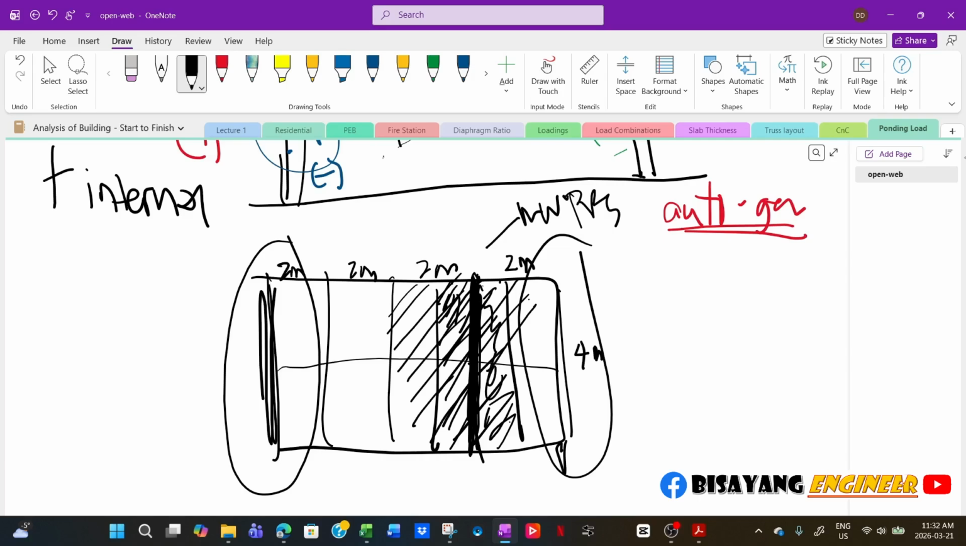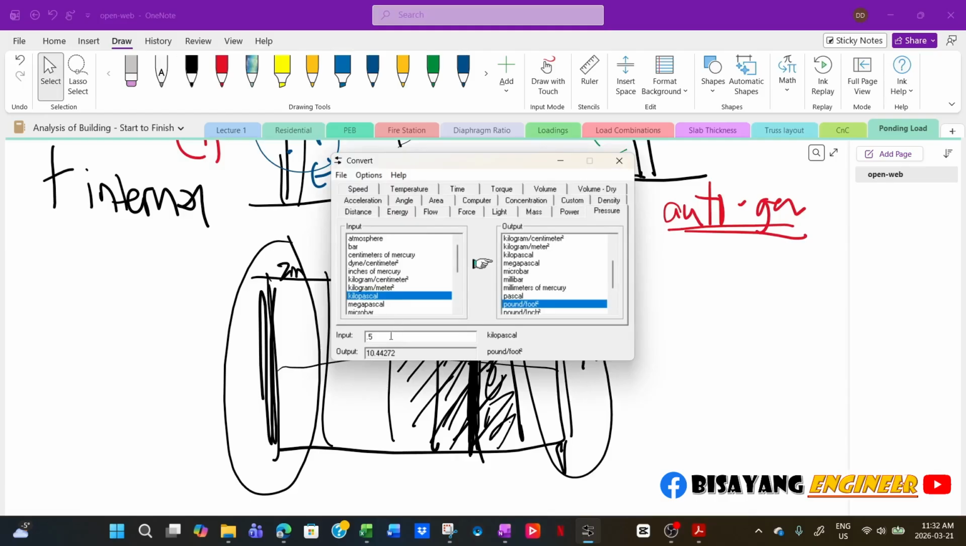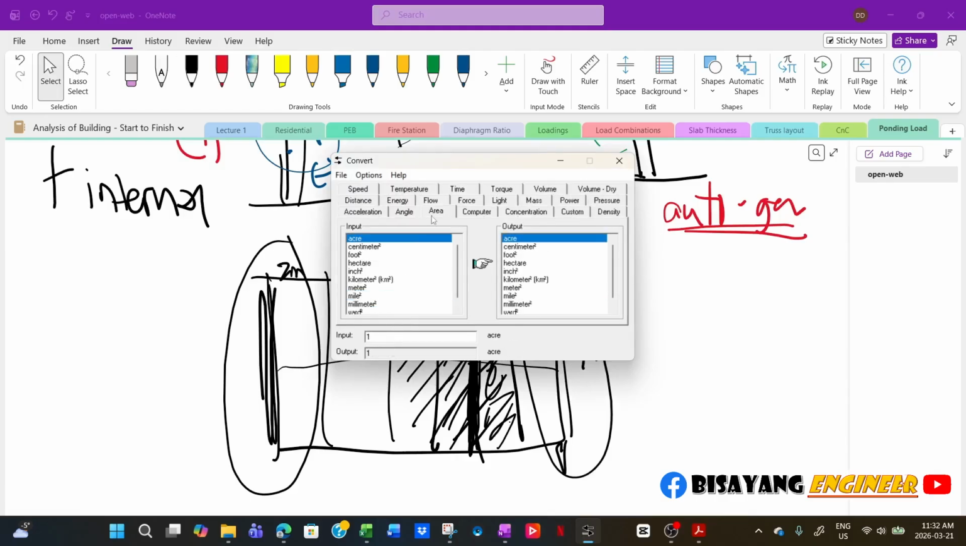Is it the tributary area? So 2 times 4, that's 8 square meters. Area, square meters. So this is 8, converted to square feet. This is what happens if you are dependent on the calculator. Square feet. That's about 86 square feet. So the limit is 700.